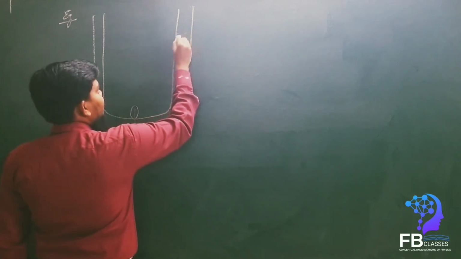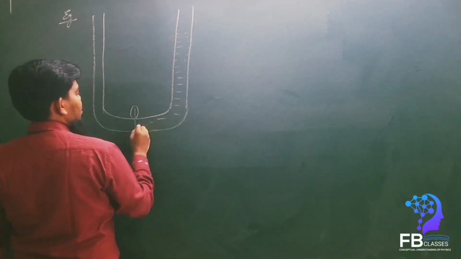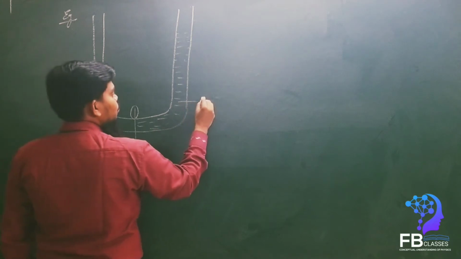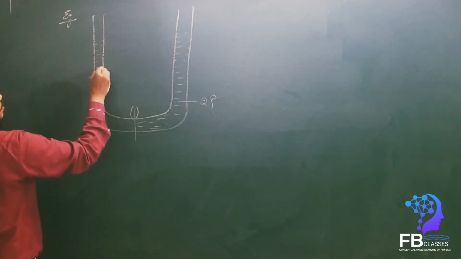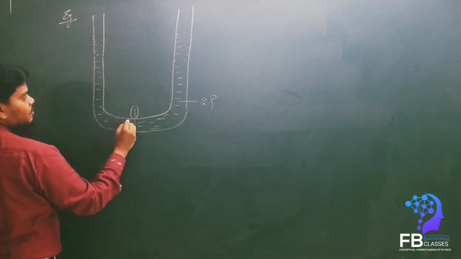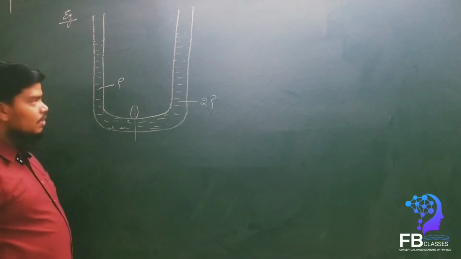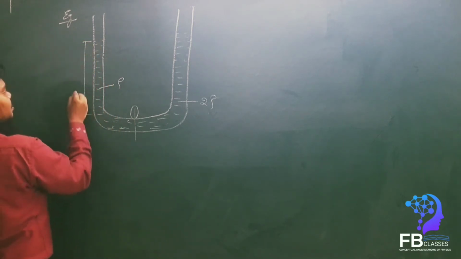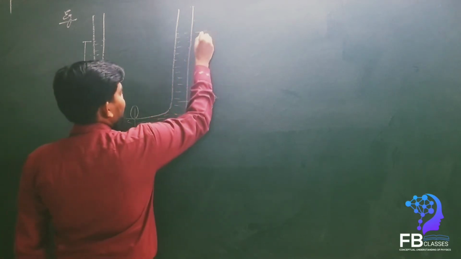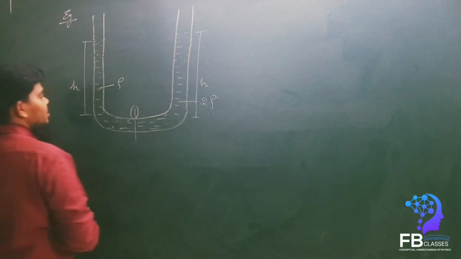One of the limbs will be filled with liquid of density 2 rho, and the same height of the other limb has liquid of density rho. Now both the heights are considered as h, let this one be h and this is also h. Okay, h height and h height is there.